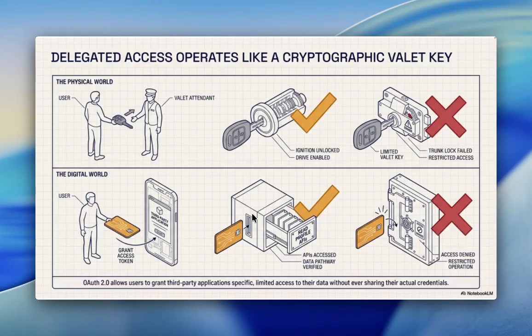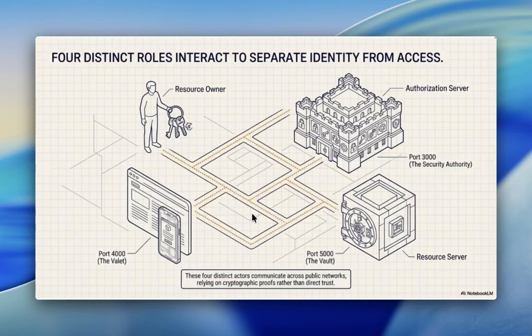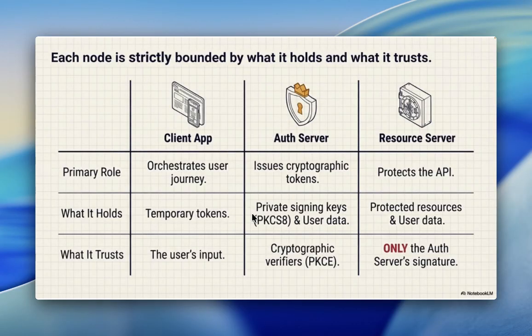OAuth 2.0 allows a user to grant a third-party application specific, limited access to their data without ever sharing their actual credentials. Four distinct roles interact to separate identity from access: the resource owner, the authorization server on port 3000, the security authority, the resource server on port 5000, the vault, and the client on port 4000, the wallet. These four distinct actors communicate across a public network, relying on cryptographic proof rather than direct trust. Each node is strictly bounded by what it holds and what it trusts.